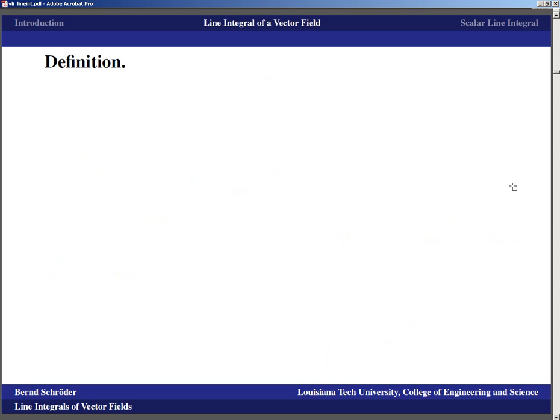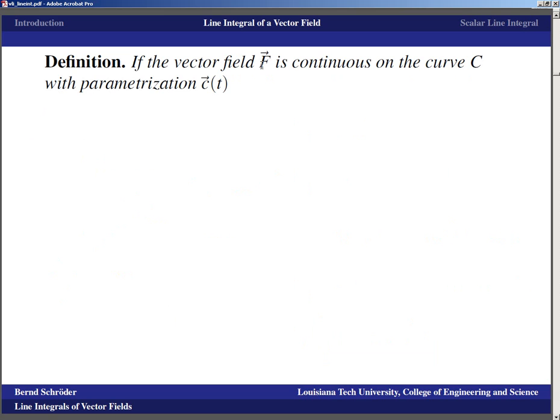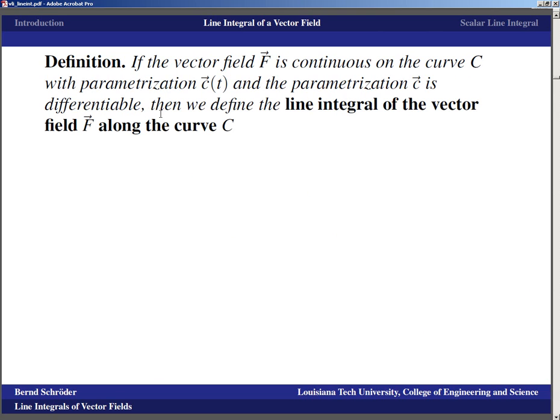From a mathematical point of view, we can now introduce the following definition. If a vector field f is continuous on a curve C, which is parameterized by c of t, and the parameterization is differentiable, then we can define the line integral of the vector field f along the curve C as the integral of the vector field f dc along the curve C being the integral from a to b of f of c of t dot c prime of t dt.